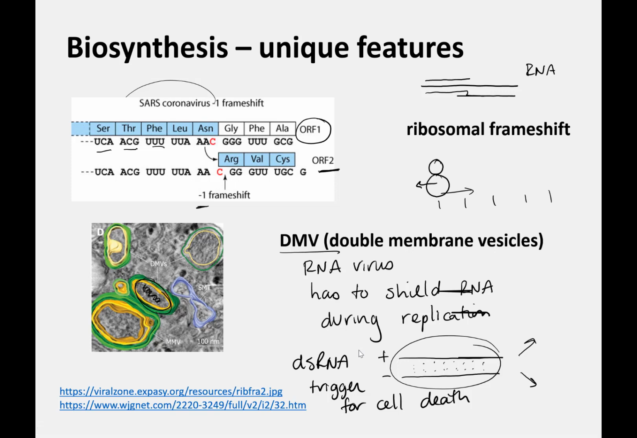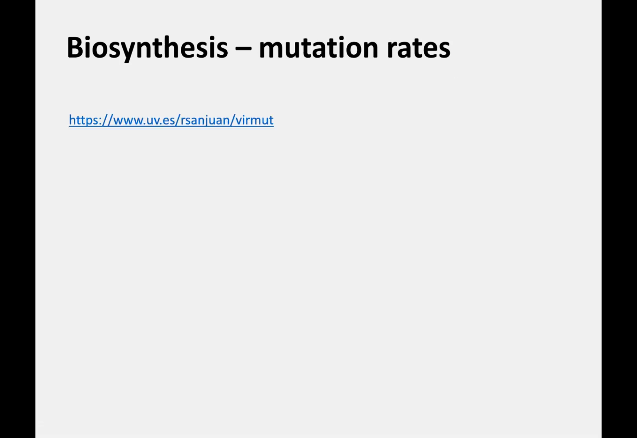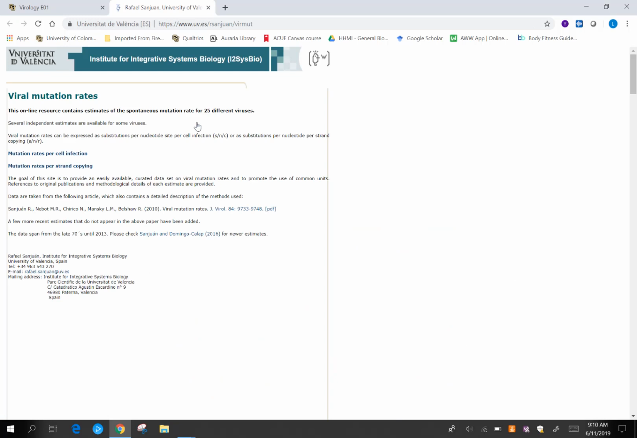Okay, so we've attached, we've entered, we've uncoated, we've done biosynthesis. One thing I want to point out to you is that viruses can have very high mutation rates. So when you learned about DNA replication, we talked about proofreading, and we have DNA repair mechanisms that help our cells monitor and fix any possible DNA mutations.